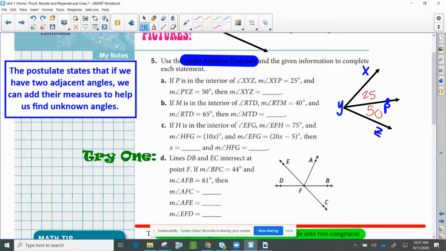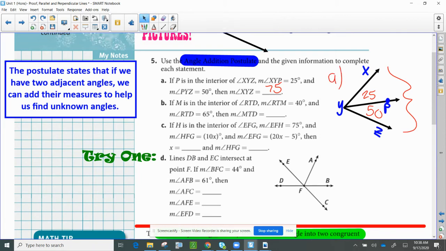So they want us to find the measure of the entire angle, XYZ. According to this angle addition postulate, to find the measure of the big angle, I could take these two smaller measurements and add them together, and I get my answer there, a big whopping 75 degrees, 25 plus 50. So that's how we apply that angle addition postulate. That is example A.